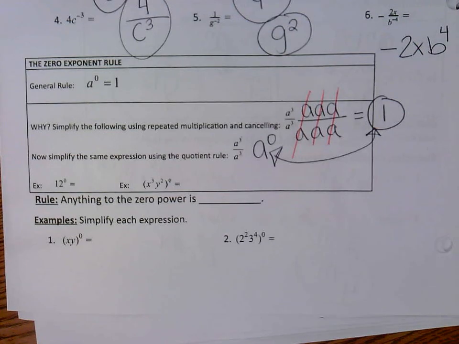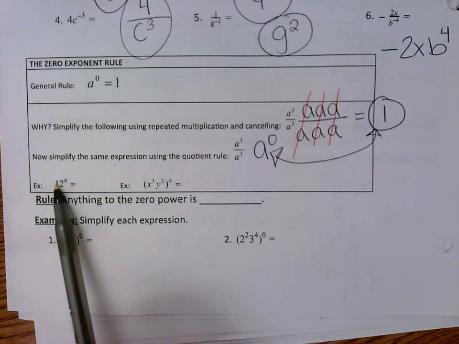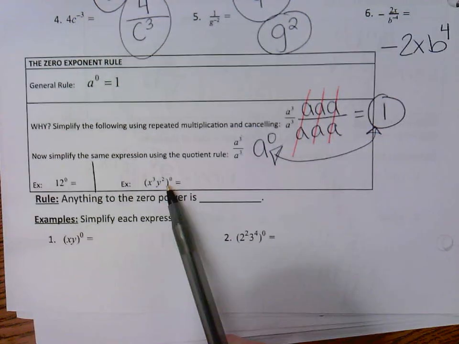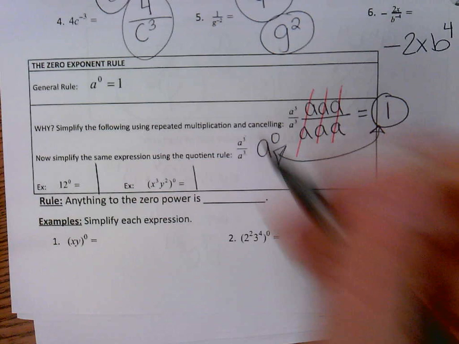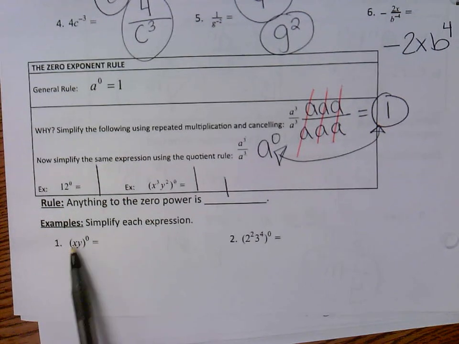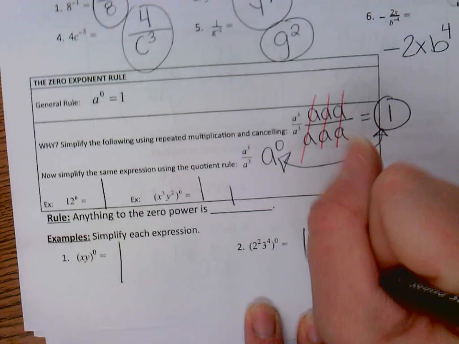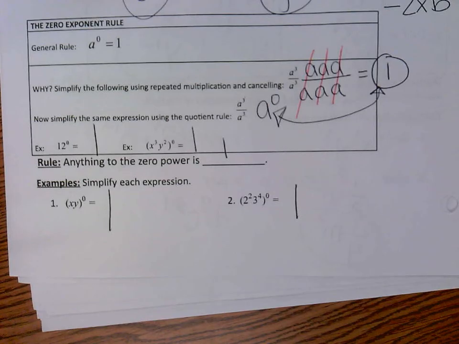So guess what? Anything to the 0 power is 1. Down below, say it with me. Anything to the 0 power is 1. So if you've got a parenthesis and it's the most complicated parenthesis in the world, but the exponent is 0, save yourself all of the simplifying and just write equals 1.